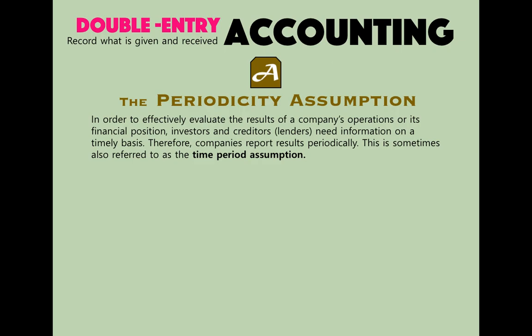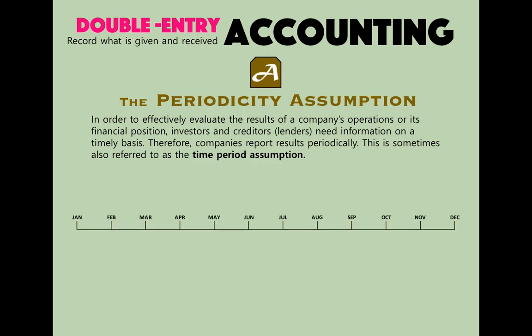So both of these principles, the revenue recognition principle and the expense recognition principle, are very important because they allow us to adhere to what's called the periodicity assumption. In order to effectively evaluate the results of a company's operations or its financial position, investors and creditors, who are lenders, people who have lent money to the company, or the company owes money to, need information on a timely basis. Therefore, companies report results periodically. This is sometimes also referred to as the time period assumption.